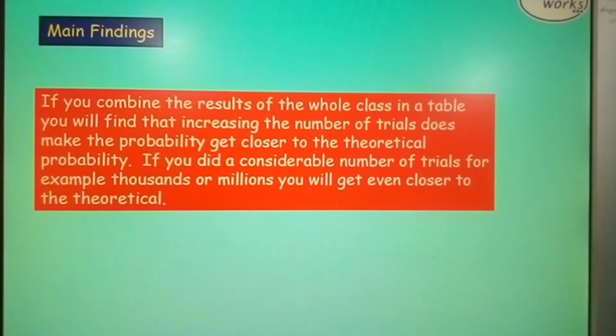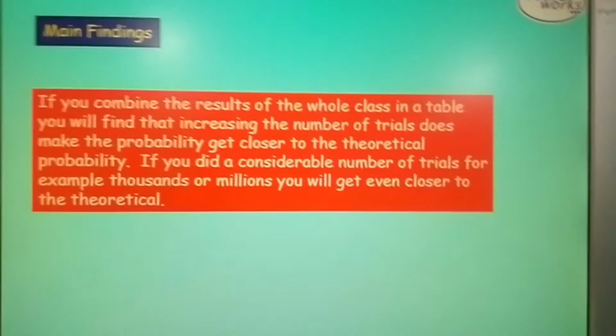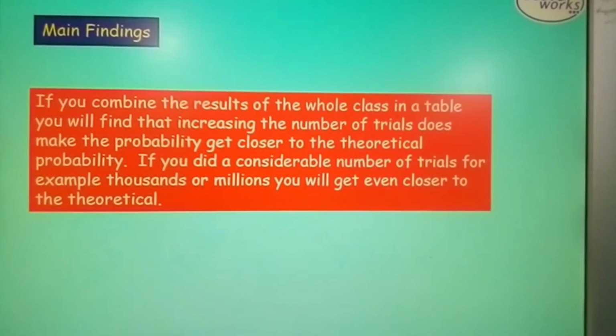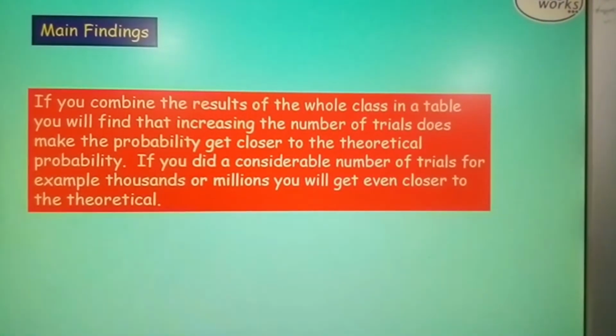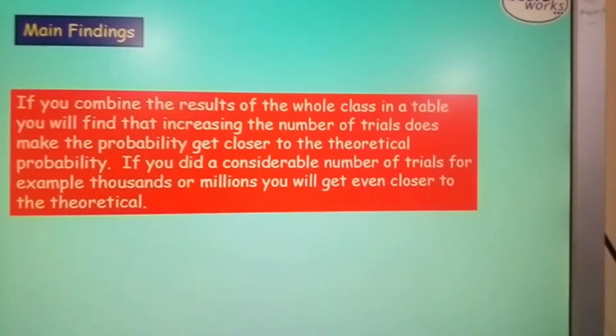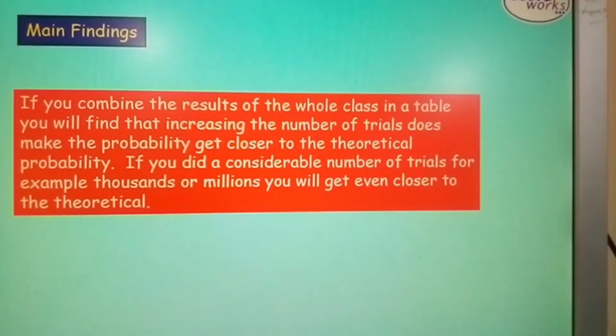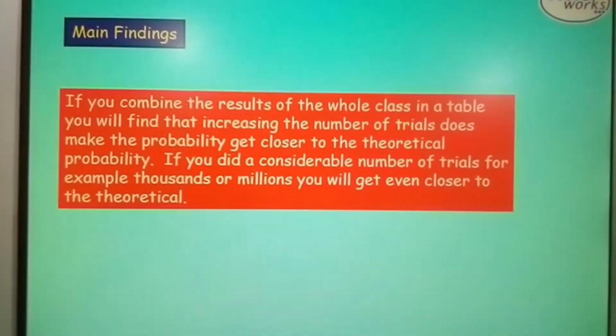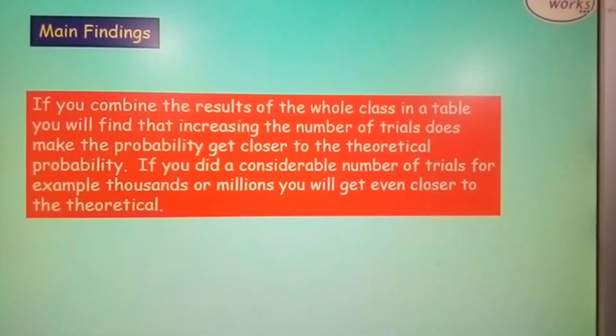Now here, main findings. If you combine the results of the whole class in a table, you'll find that increasing the number of trials does make the probability get closer to the theoretical probability. If you did a considerable number of trials, for example thousands or millions, you will get even closer to the theoretical probability.